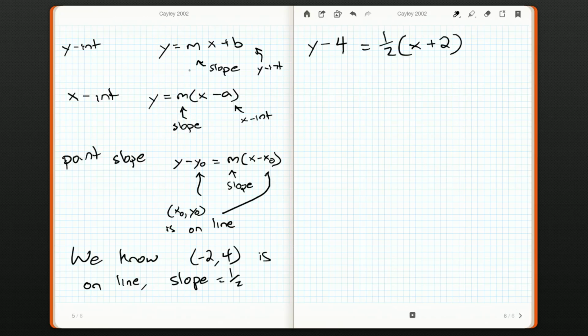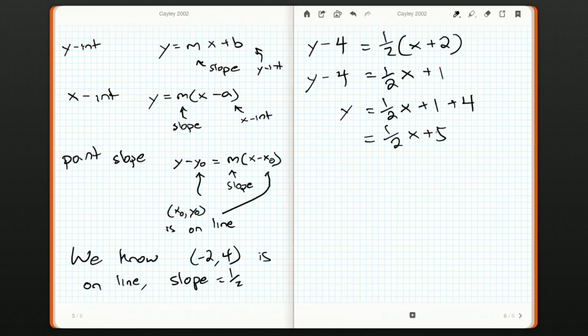So I can expand this out, and I want to rearrange and get it in y-intercept form. So I'll keep this y - 4 here. I'm going to expand this out. I'll have 1/2 x plus, well, what's 1/2 times 2? It's 1. Now I can bring this 4 over to the other side. 1/2 x + 1 + 4. And we quickly combine those two. We get 1/2 x + 5.